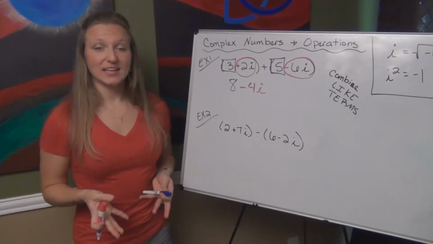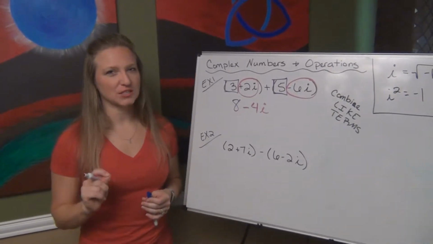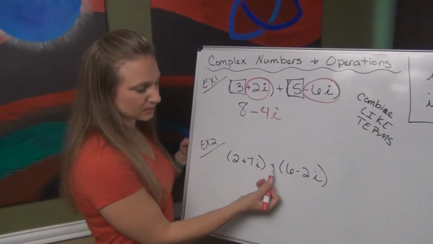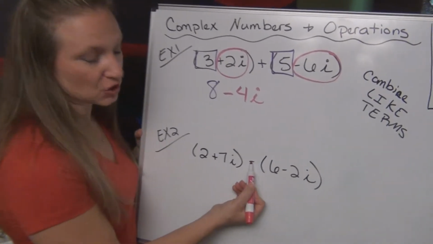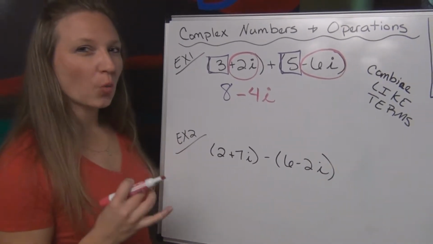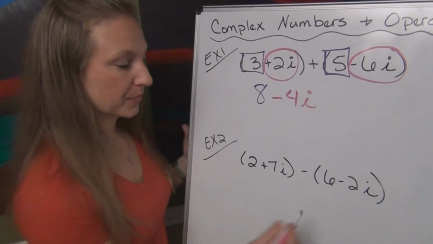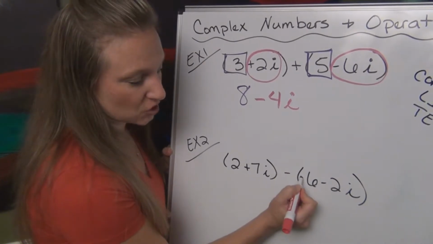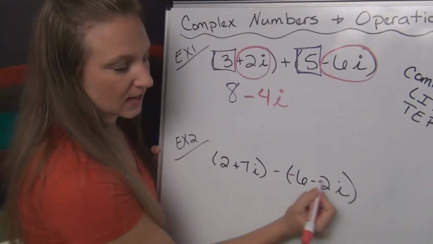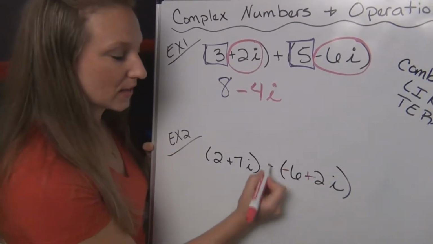Very similar to adding is subtracting. You again are combining like terms with one small adjustment. If you notice this minus right here, we want to make sure and distribute it to everything in the parentheses first. That way we make sure that we are always subtracting. It helps cut down on errors if you do this first. So I'm going to distribute this negative to turn this into a -6 and a +2, because a negative times a negative will turn that into a positive.